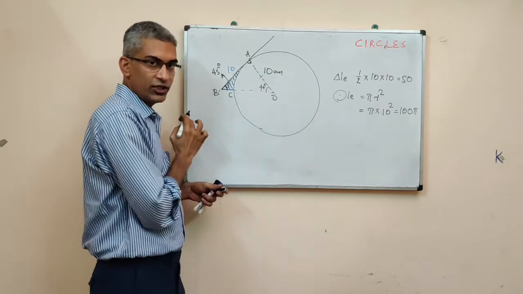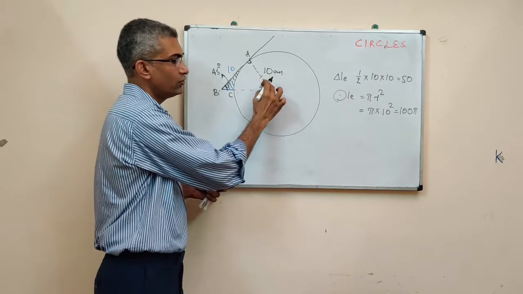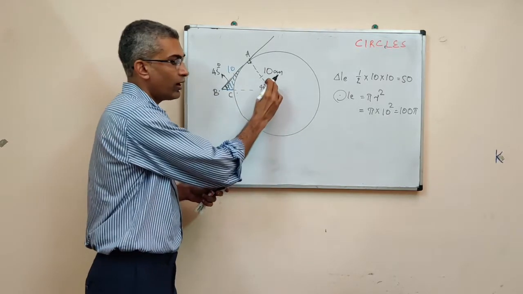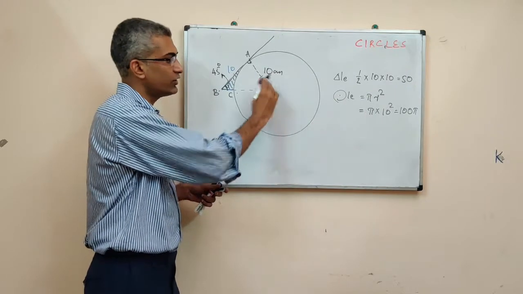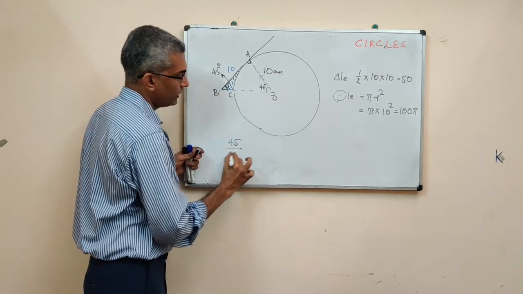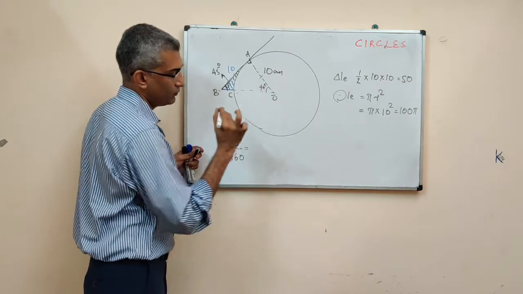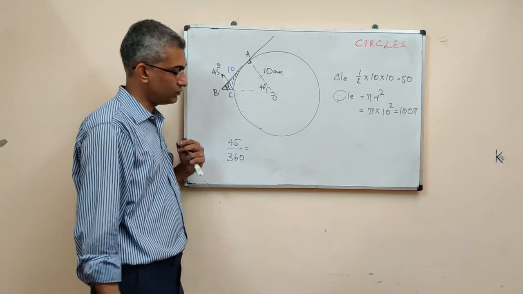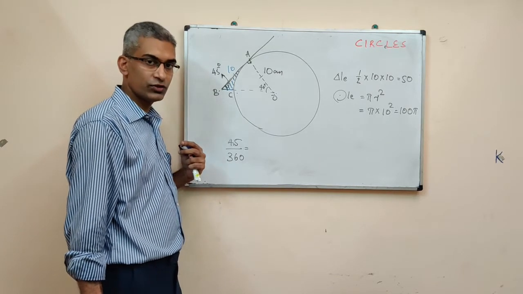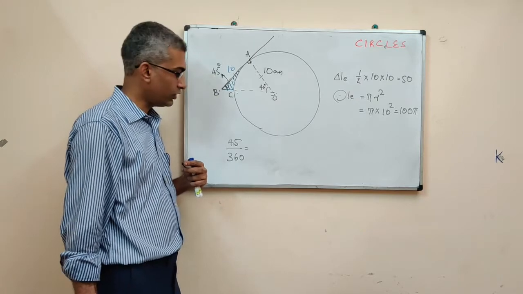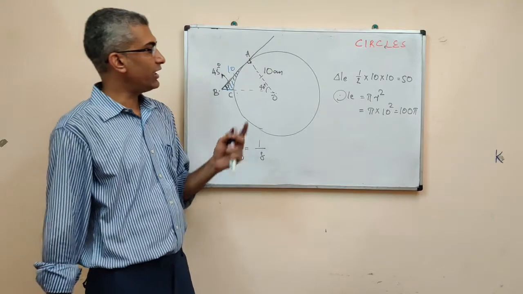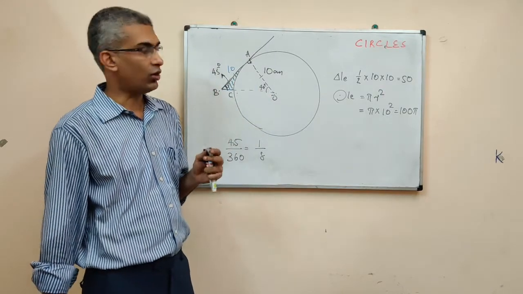Full circle is 360 degrees. This sector has the central angle as 45 degrees. What portion of the entire circle will be this sector? That will be 45 out of 360. How much is this? 45 into 2 is 90. 90 into 4 is 360. So this is 1 by 8. So you can say that this sector is 1/8 of the circle.